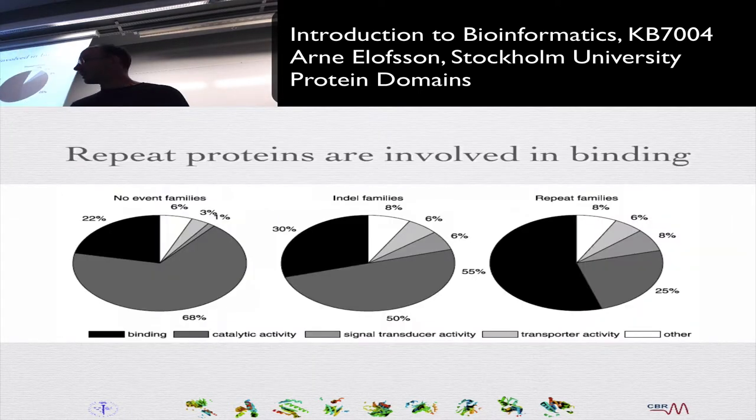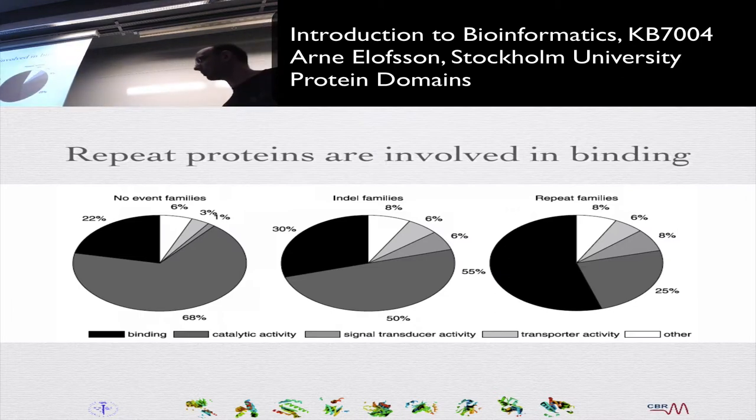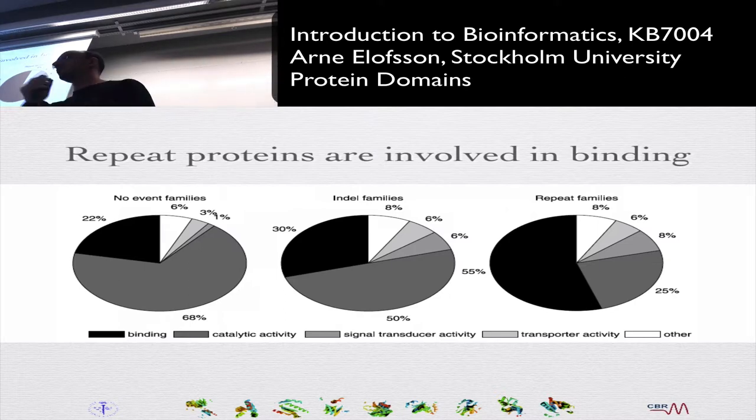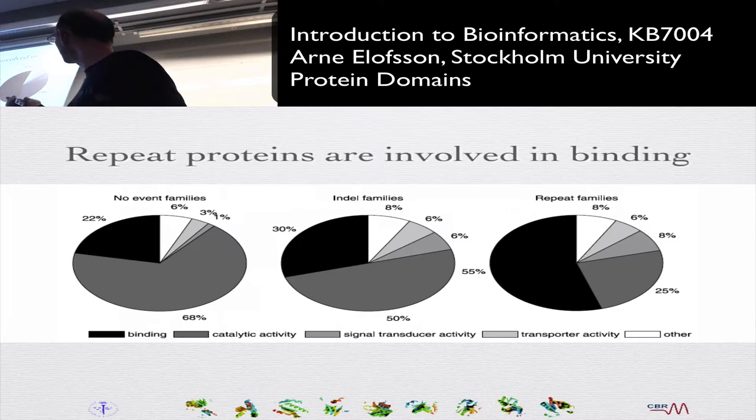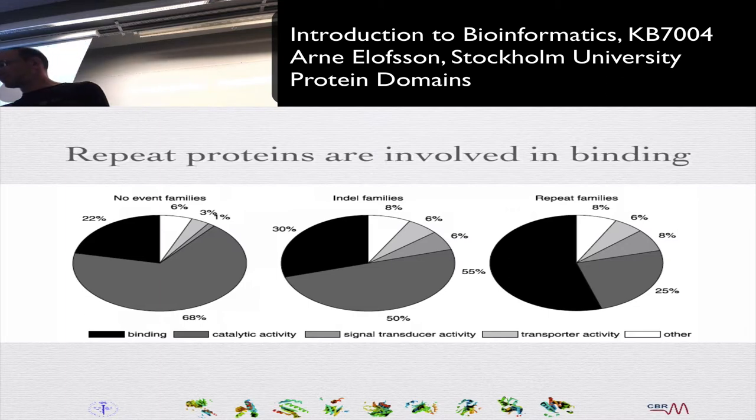And they're often involved in binding of proteins. The whole muscle fiber, the sarcomere, is made of long repeated proteins. The biggest protein in human is called titin. It's in the order of, I don't know, 10,000 residues long or something like that. That's a lot of repeated domains. If you look at proteins involved in binding, for the normal proteins you have 20-30%, and the repeat families have 50%. And a much smaller part of the repeat families is involved in catalytic activity, because the main enzymes are not repeats, and the repeat families are not enzymes.